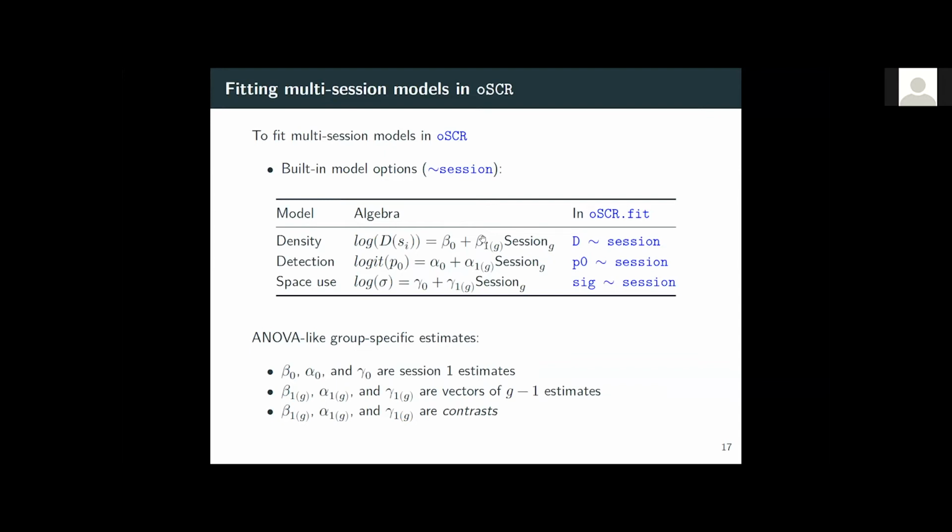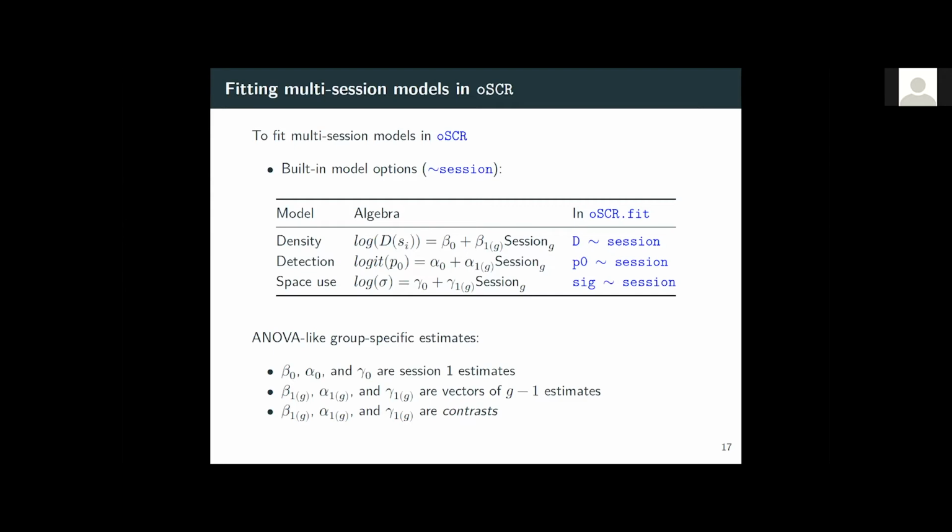So these are contrasts. The way we write this out in oSCR is just using session as a magic symbol, let's call it that. It's an automatically recognized word in the oSCR fit function that's going to automatically fit a session-specific model. You don't have to provide any covariates. It's all built in the background when you create a multi-session SCR frame and state space object.